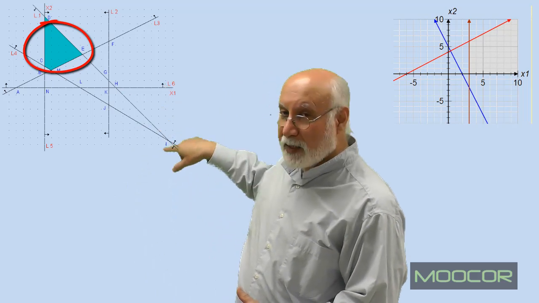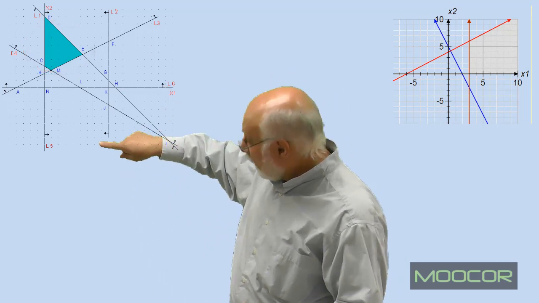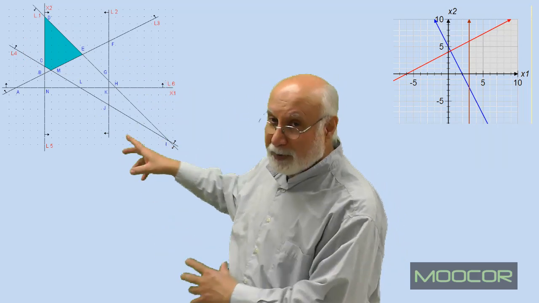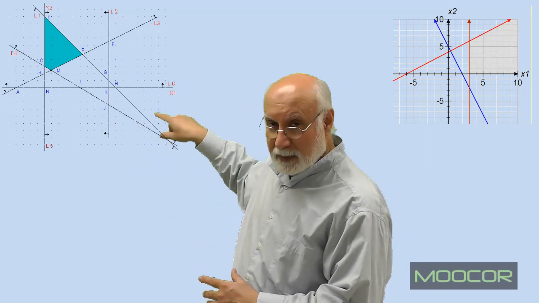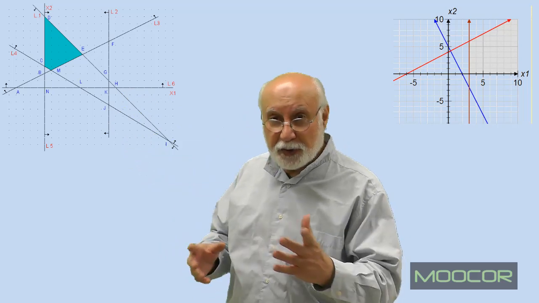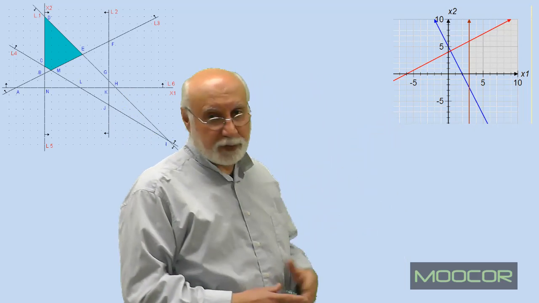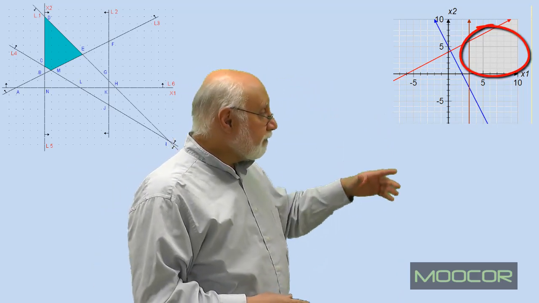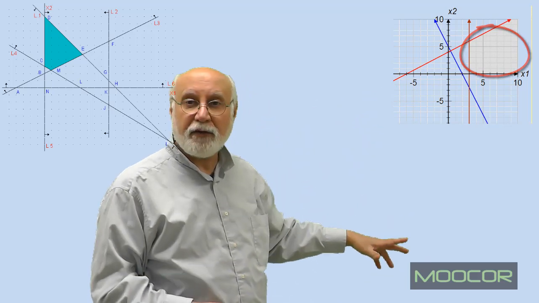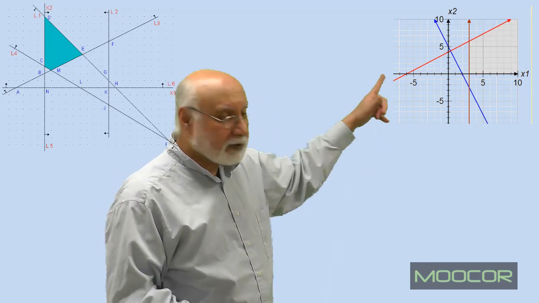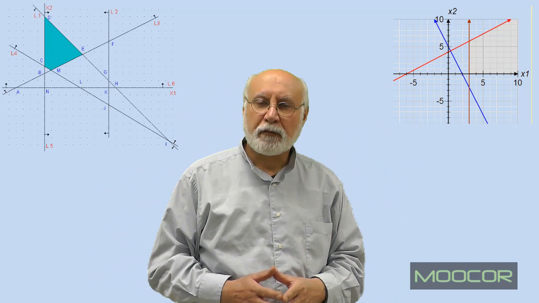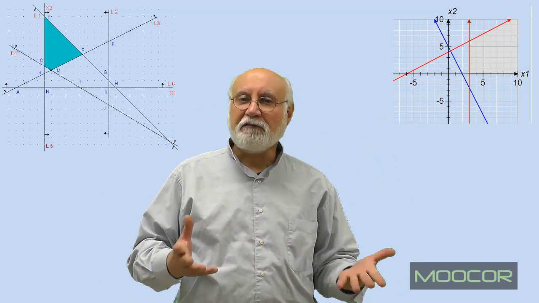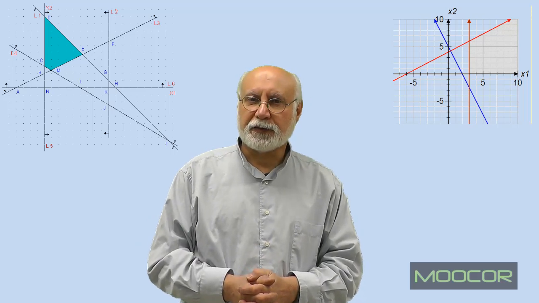Everything inside this closed area, including the lines, are solutions. What about this one? Same thing. Infinite number of solutions. Everything inside this area is a solution, including the lines. Therefore, we are now talking about infinite number of solutions.